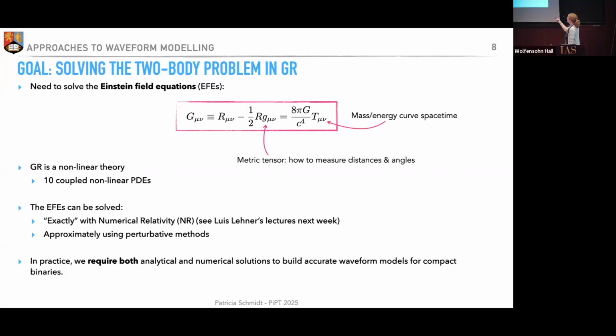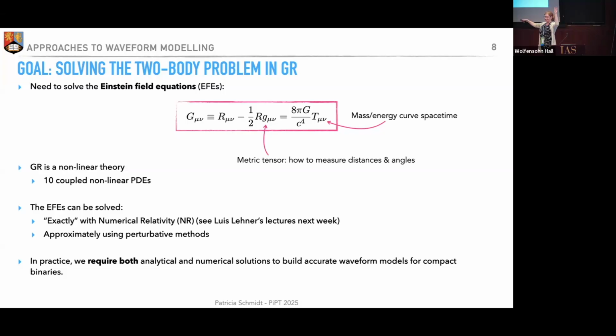Now, this looks beautifully elegant in the covariant form here, of course, but if you look more closely and you actually want to solve these, these are 10 coupled nonlinear PDEs. Everybody is familiar with that. And how are you going to solve this for a two-body problem, right? Not with pen and paper, at least not for the accuracy that we need. And so there's essentially two ways.